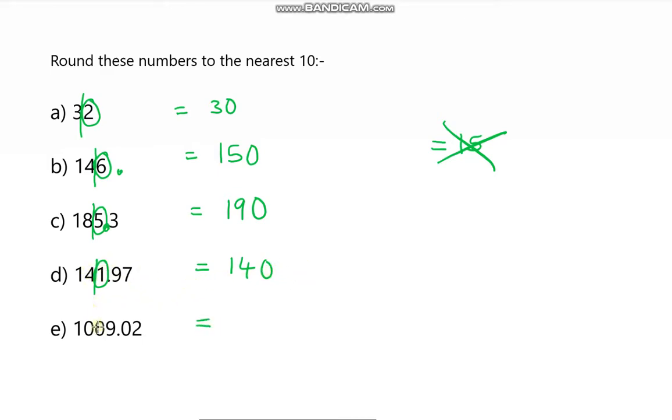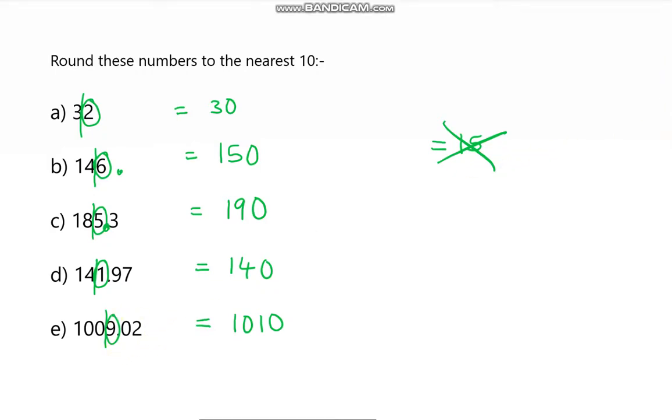And the last one, so this is our tens column. So put a line here and look at this number. This is greater than 5. So we round this number up by 1, so that's 1010. Okay, these 2 numbers stay the same. We round this number up by 1, and everything else is just 0.